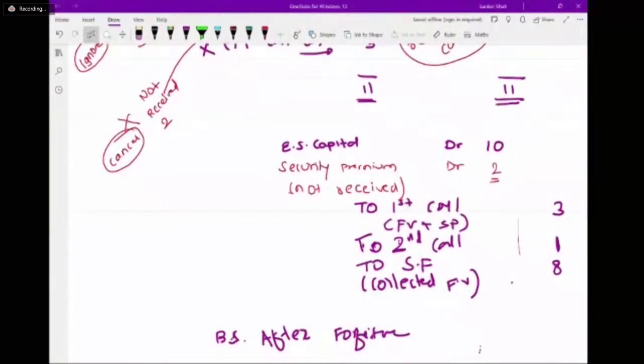Equity share capital 10, 2, 3, 1, 8. Easy tha beta ye.